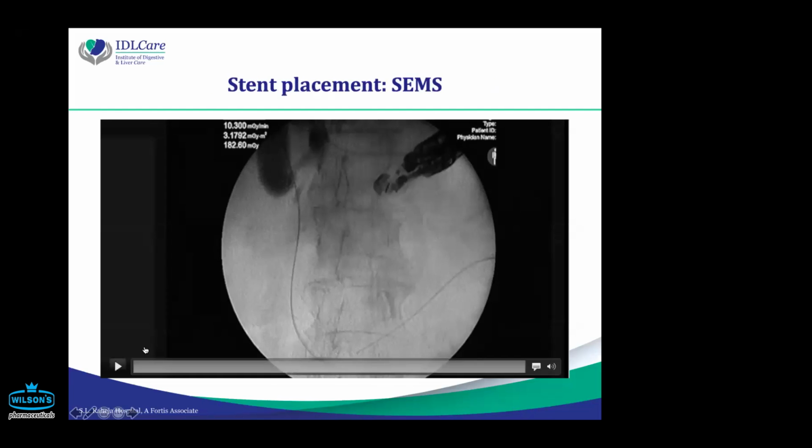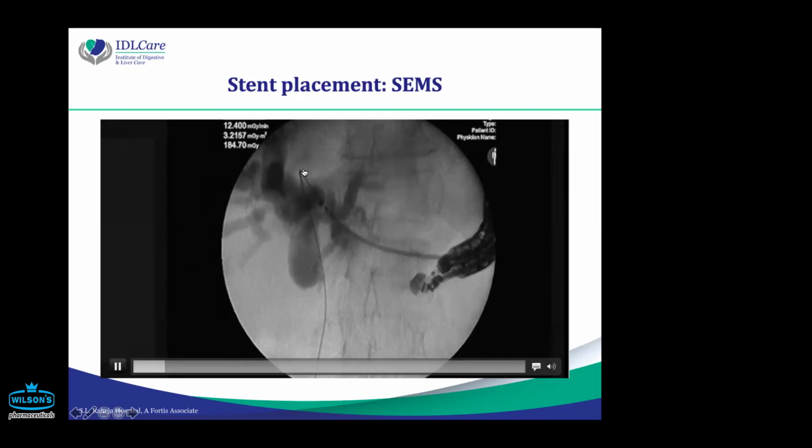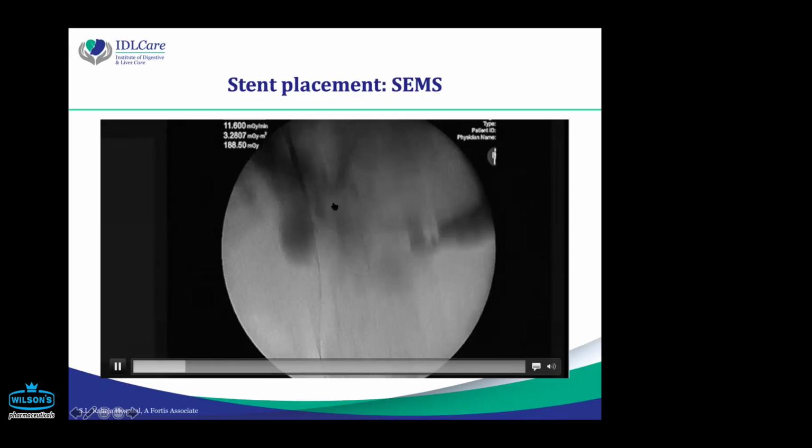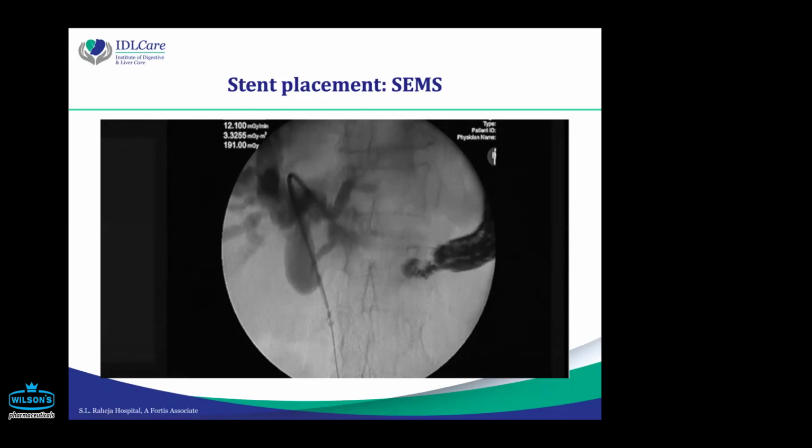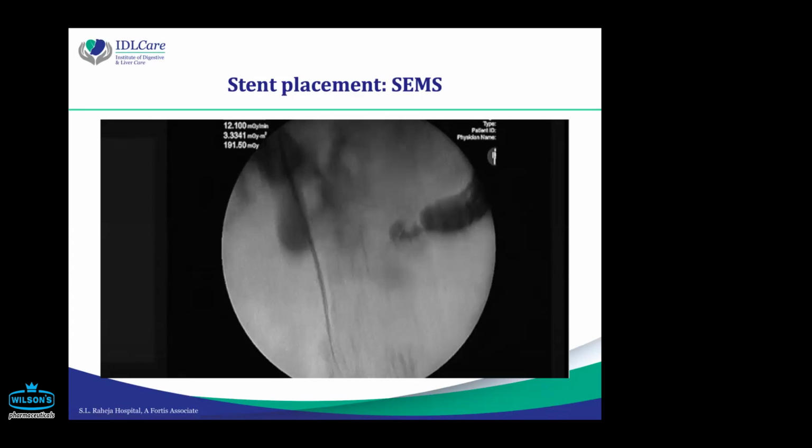Then stent placement. There are some fine points. Again, this angle you have to be careful, and the stent has to bend at this acute angle. So your assistant has to keep a little tension on the wire so that it bends. Once it bends, then because we have dilated, it should go pretty straightforward through the tumor and then into the duodenum.